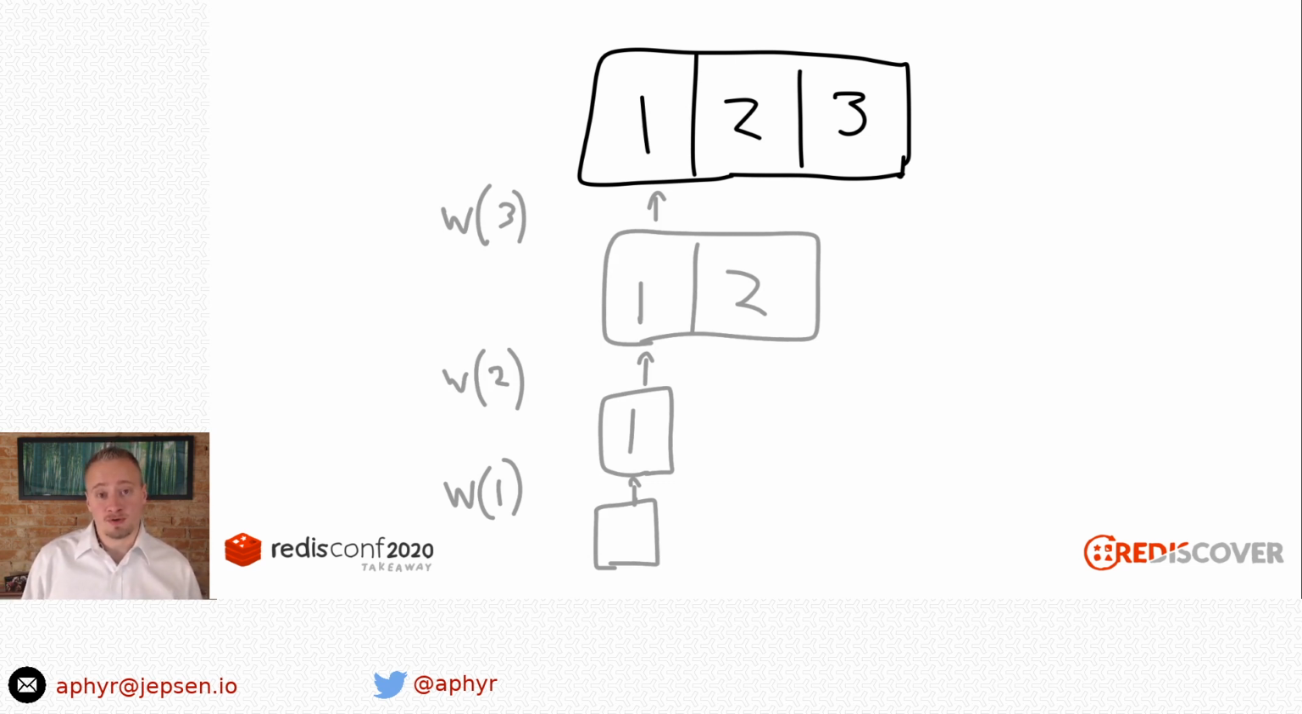I know that the current version, 1, 2, 3, descended from a write of 3, which must have appended to a state of 1, 2. And that must have resulted from a state of 1, and that must have resulted from the empty state. I can identify every write and every version in the history.